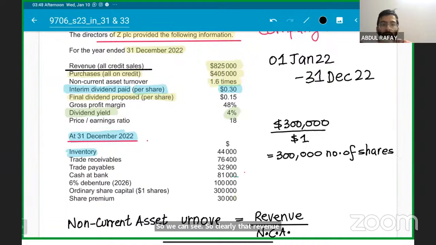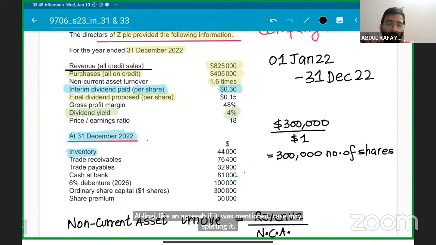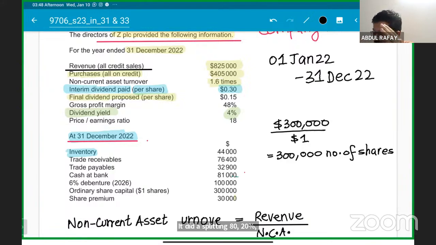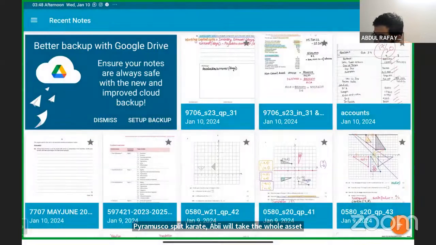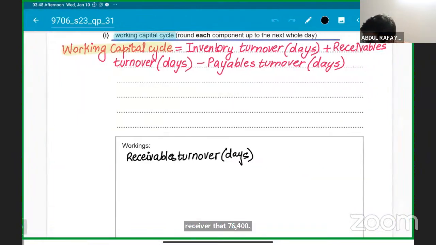Students need to understand. Here the revenue is all credit sales, so you will take all of it. But if it was mentioned that there is a split, like 80-20% or 70-30%, then we would split it. Right now we will take the whole $825,000 as the whole revenue, and we have the trade receivable at 76,400. So this is very simple, just take values from there.